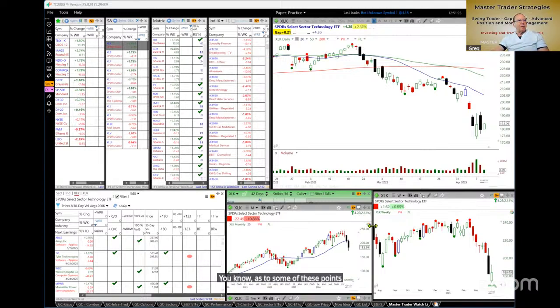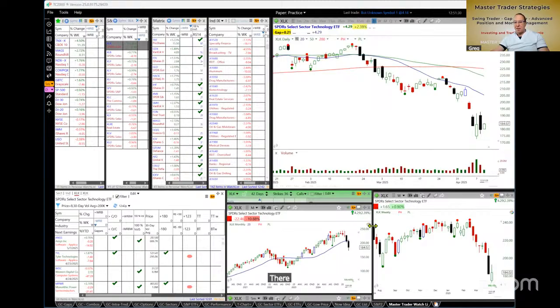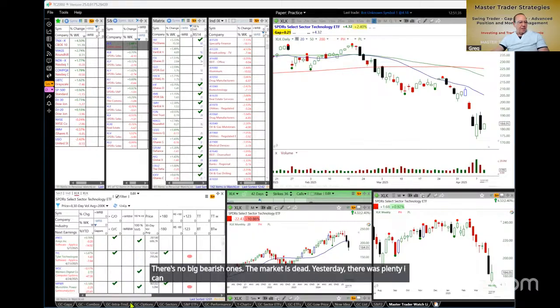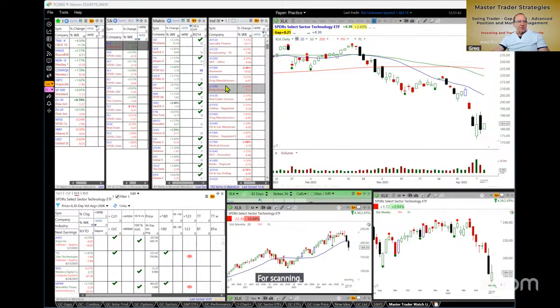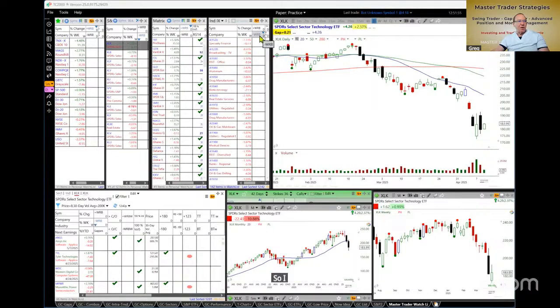So make some notes to yourself now as to some of these points. And you're not going to believe this, but there are no wide range bars today. There are no big bearish ones. The market is dead. Yesterday there were plenty. This is one of the pages that we use for scanning, the top-down approach: what's happening in the broader markets, the S&P sectors. These are ETFs, and these are all 142 different subsectors. I sorted this a minute ago, and there are no bullish or bearish wide range bars.